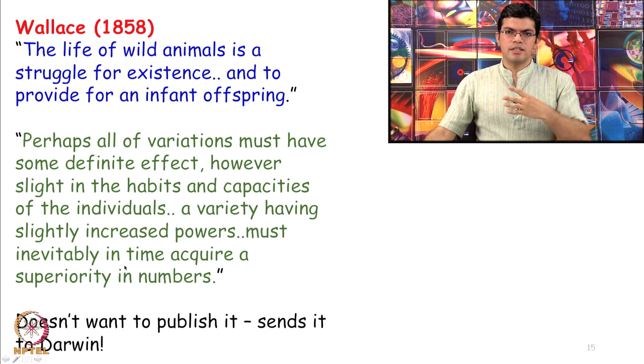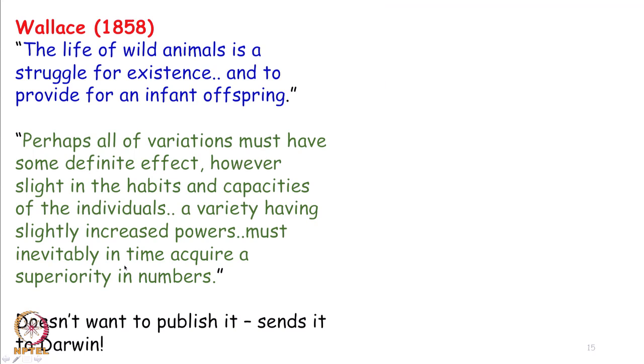So what he is saying is that there is variation and each variant is slightly differently adapted to survive and flourish in that environment, and in such a setting the individual which is most suitably adapted to survive and flourish will take over the entire population and eliminate the others. That's the nature of the note that he sends to Darwin.